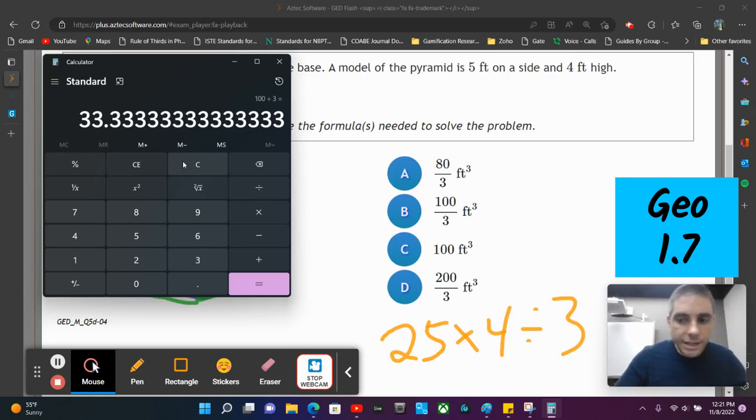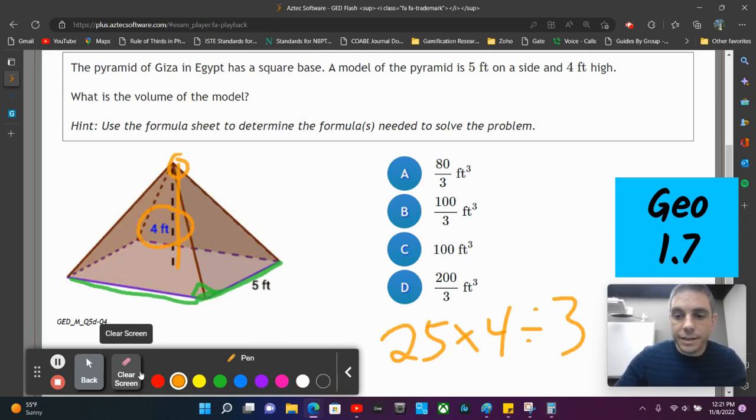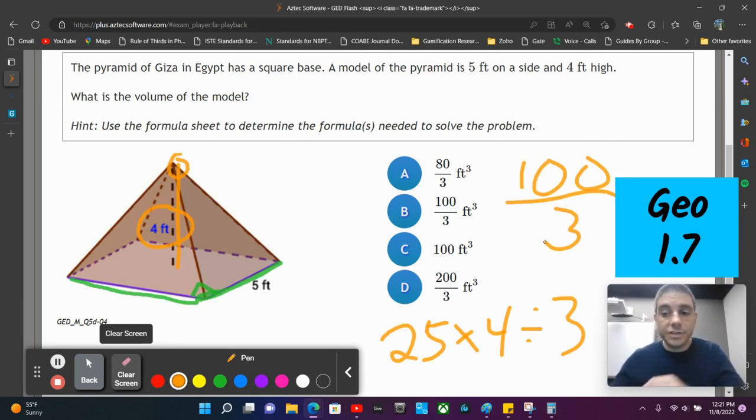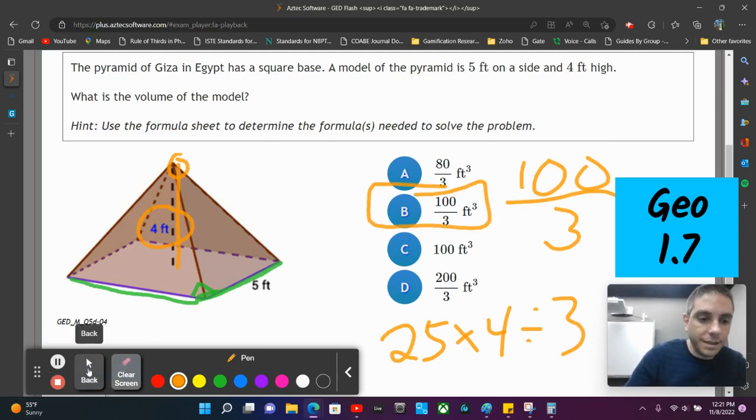Now that does not match any of the answers provided in the multiple choices. So let's step back and try this again. Maybe we have to stop somewhere before we actually do the final division. Let's do 25 times 4 again, and we get 100. Now instead of dividing by 3, let's just write it as a fraction, 100. Instead of actually doing the division, let's just leave it as a fraction where 3 is on the bottom, because that really means just 100 divided by 3. And now we can see clearly that our answer choice is B.